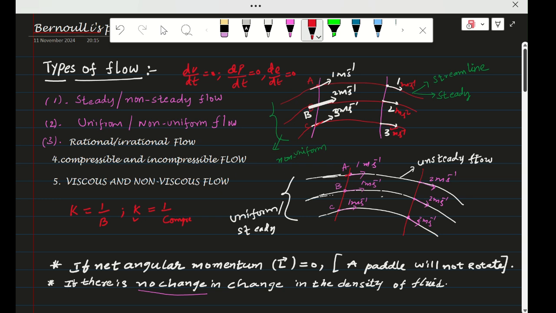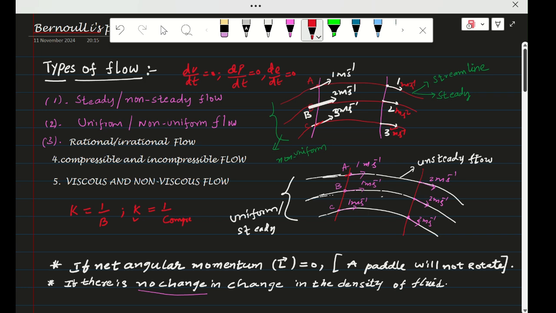If you take water and kerosene, water is more viscous than kerosene. Water and honey, honey is more viscous. Those experiments will show viscous and non-viscous. Non-viscous liquids evaporate easily. So that is one case. So this is about the types of flow.